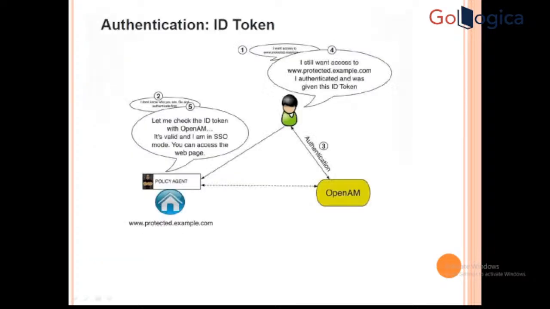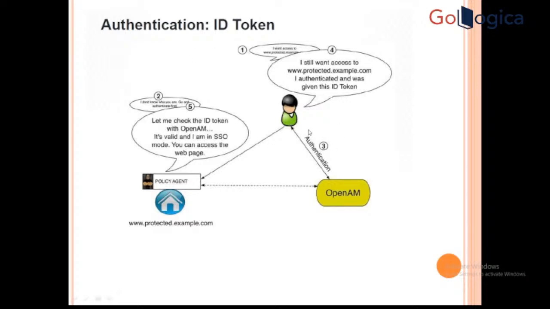OpenAM works with most authentication methods without customization: LDAP server, Active Directory, databases, social networking sites, Google, Facebook, RSA, etc. Okay, so now this is the next flow, where the user is already successfully authenticated and has a token. Step one, I want to access this protected resource, right? Second, I don't know who you are, go and authenticate first. The first and second steps are already covered, and third, it is authenticated.